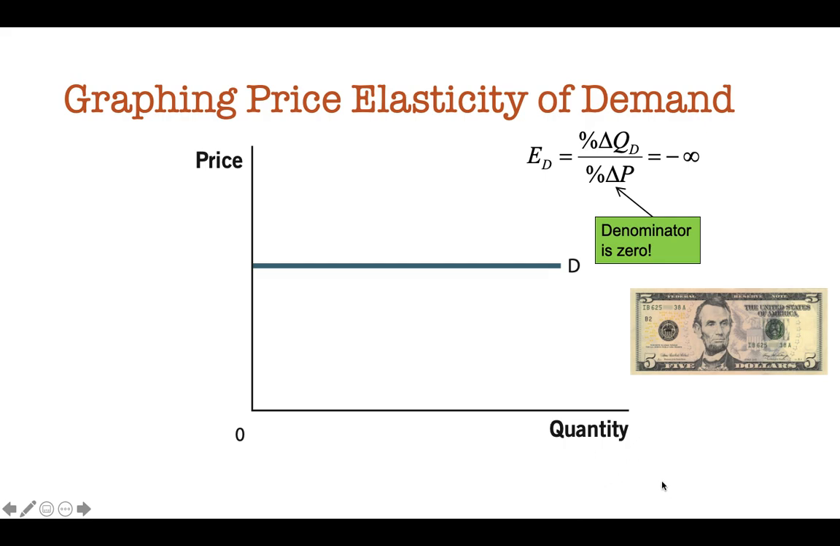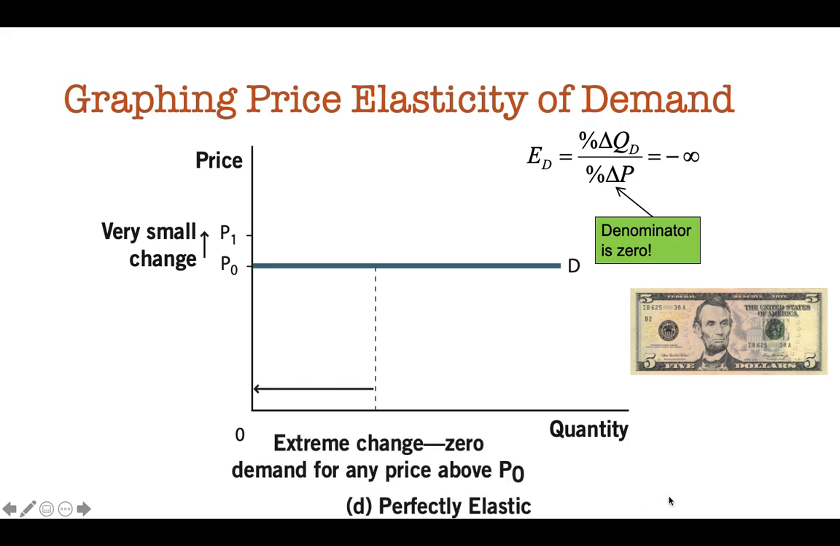And lastly, we have perfectly elastic. So we have any change in price. There is one price that I can sell a $5 bill for. That's $5. Anything above it, I'm not going to sell $5 bills for $5 and a penny. Anything below it, I can sell infinite $5 bills, right? Extreme changes either way. So that's perfectly elastic, where price is everything.